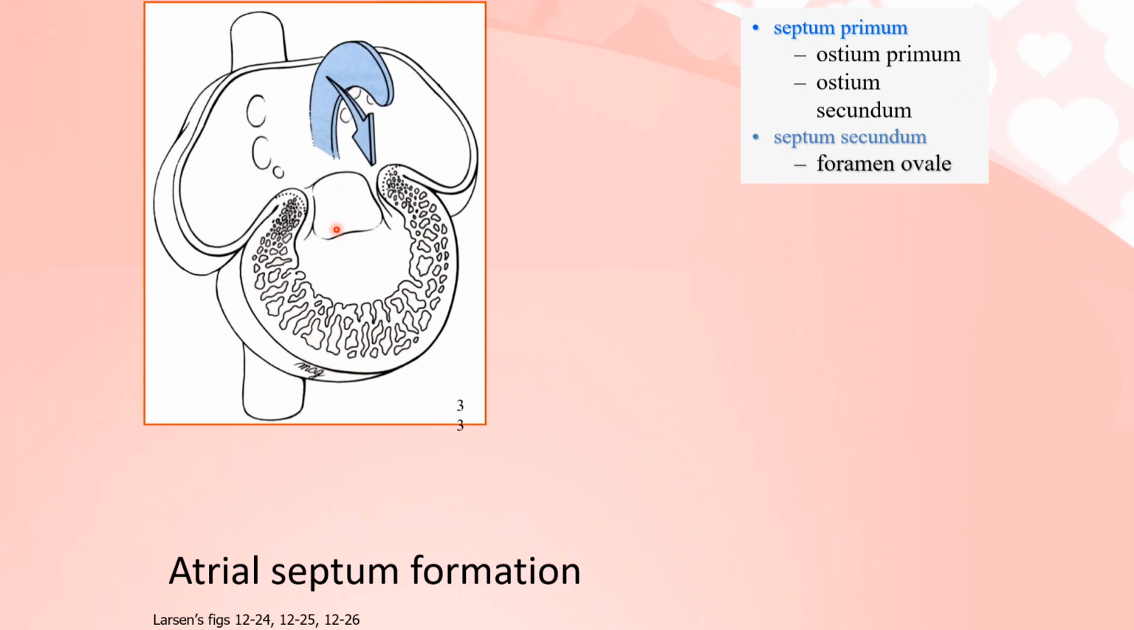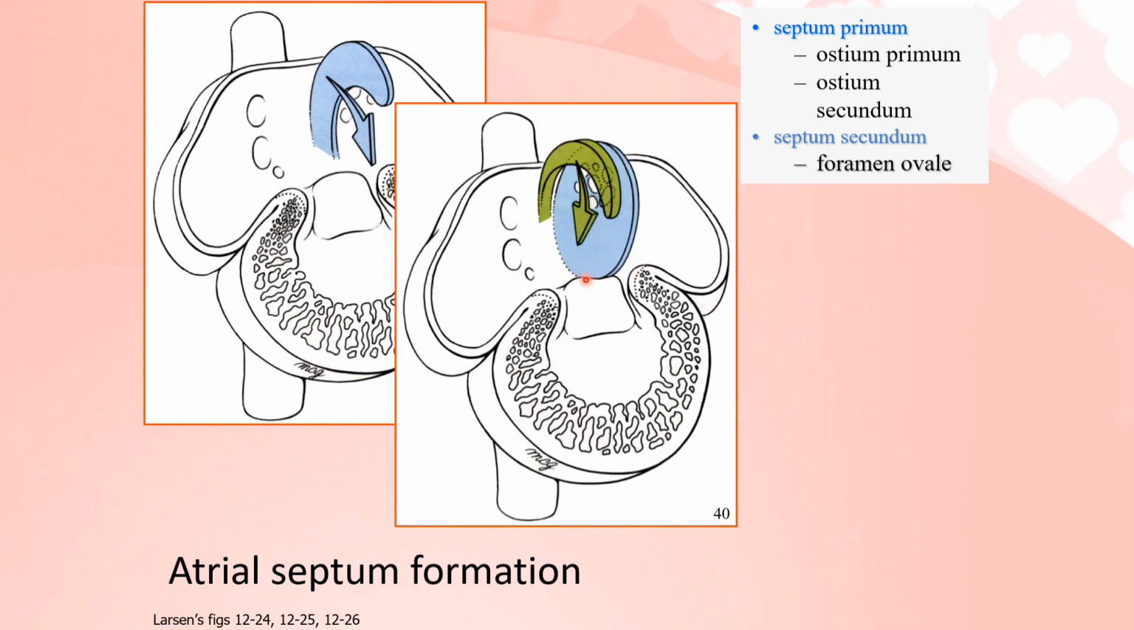In this diagram, you can see initially this is a sickle-shaped groove of the septum primum, and this is the endocardial cushion, and this area is the ostium primum. In this diagram you can see the septum primum has fused with the endocardial cushion, and the ostium primum has been closed, but at the same time cell death has occurred and smaller cavities are present in the upper part of the septum primum. When these coalesce, they form the ostium secundum. At the same time you can also appreciate the growth of the septum secundum.